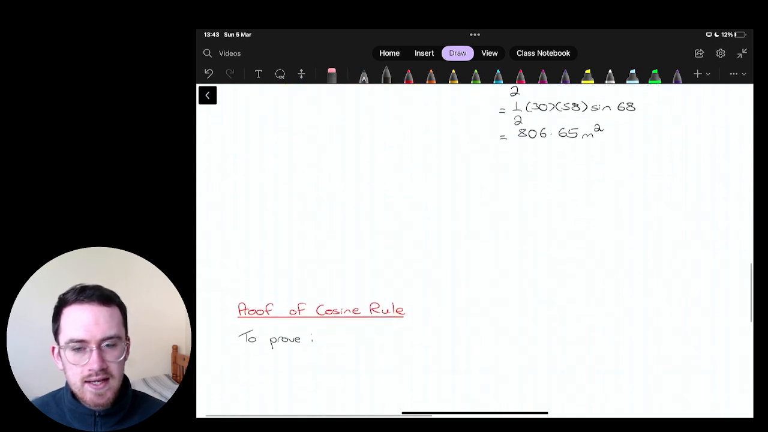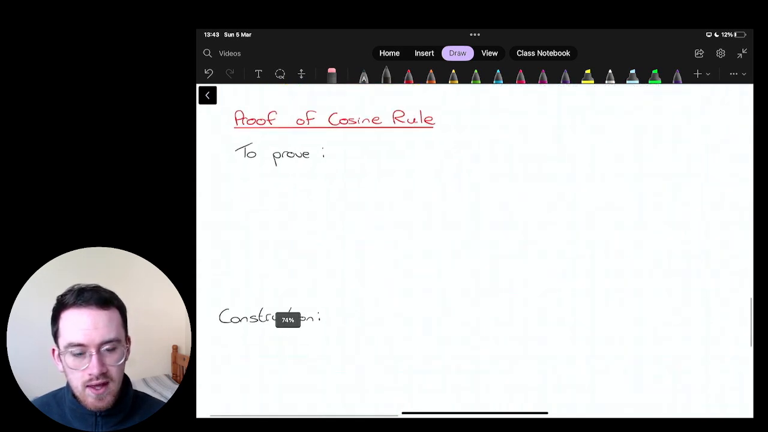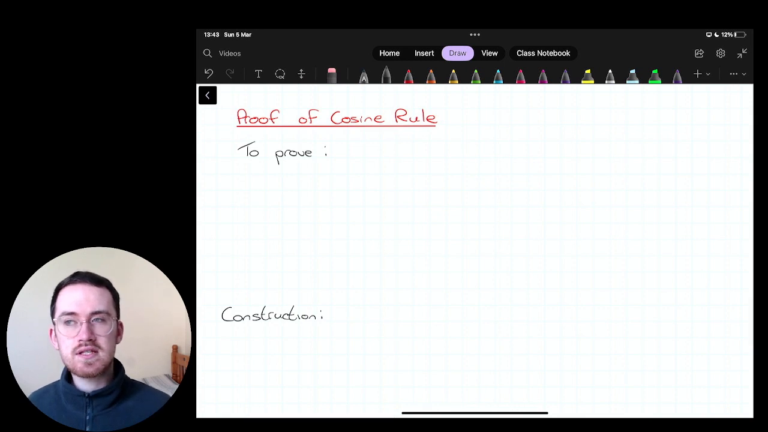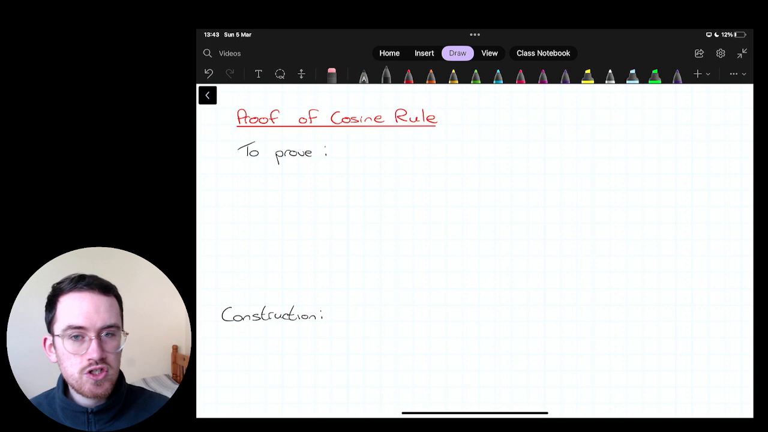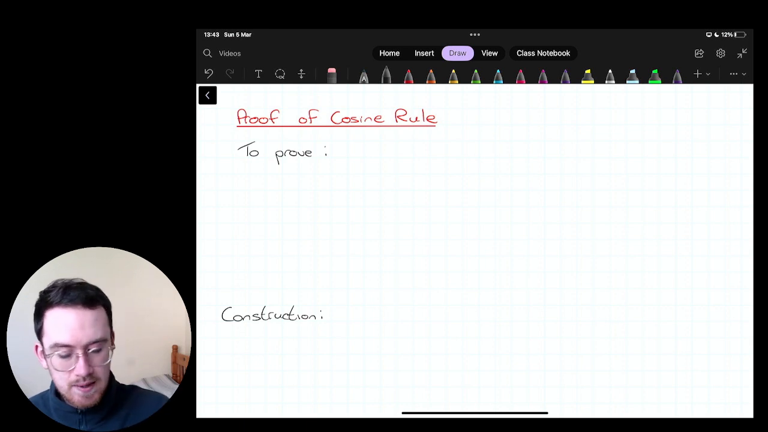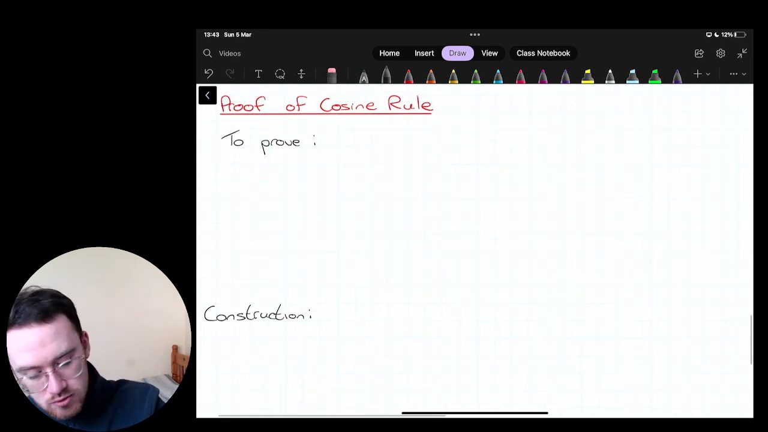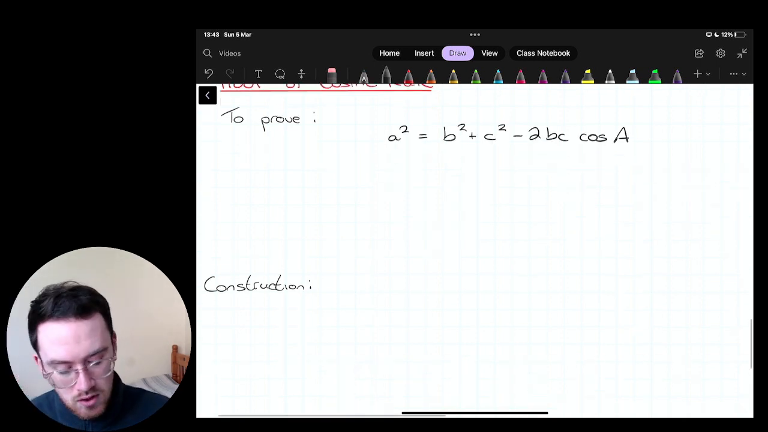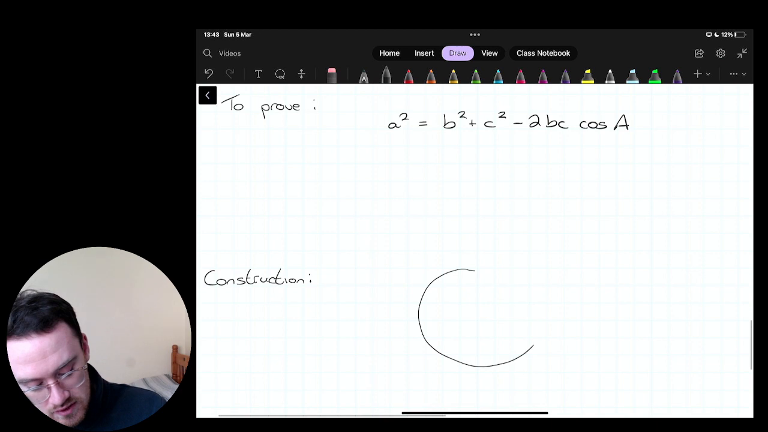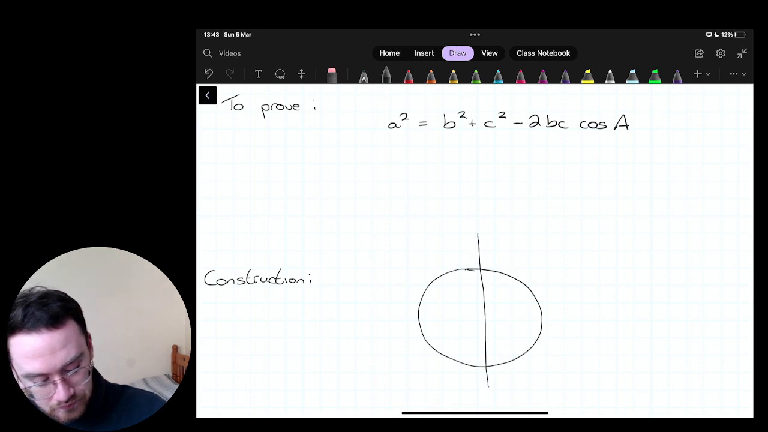So just as the last part, we'll quickly look at the proof. Obviously, this is in your notes and in your book, so it's just to know how to replicate and reproduce it, and to make sure we know each of the steps. We want to prove the rule, which is a squared is equal to b squared plus c squared minus 2bc cos A. What we'll use for this one is our unit circle.